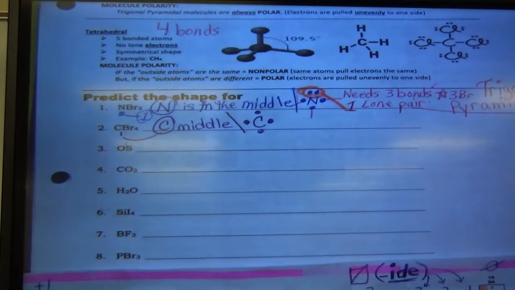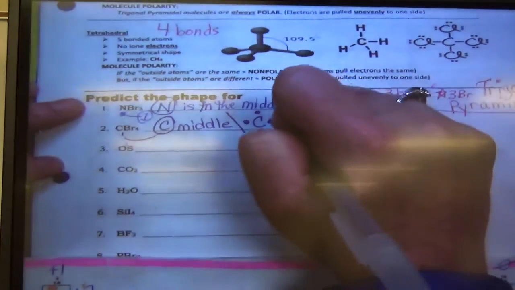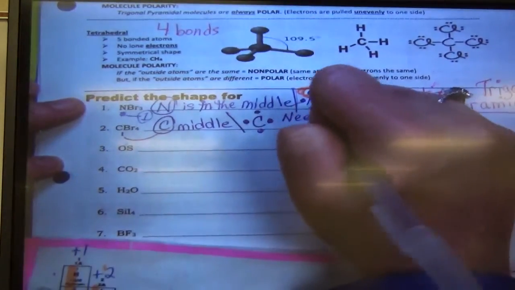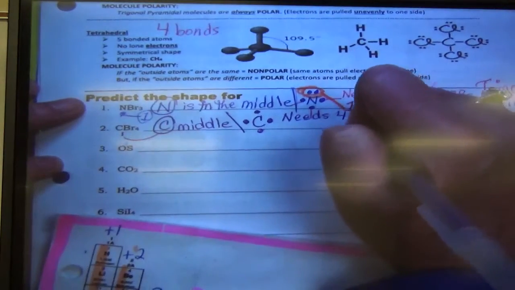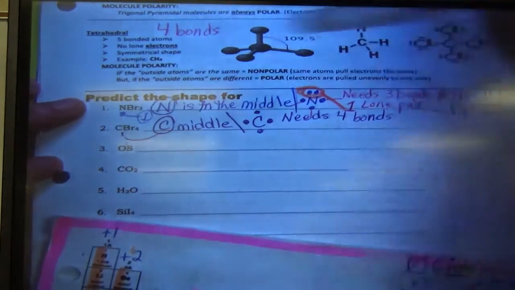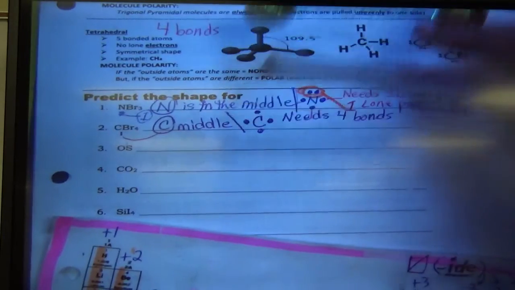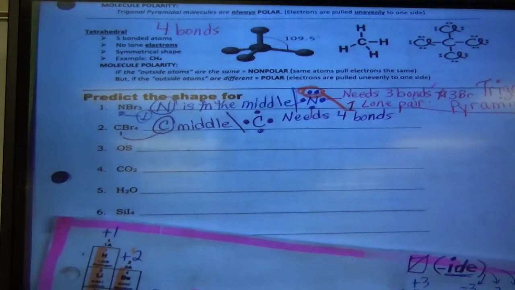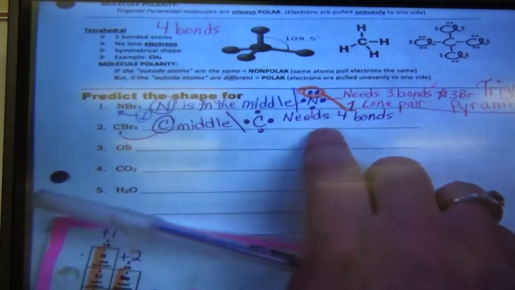How many lonely electrons are there? They don't have a partner. 4, right? So what do we know that means? It needs 4 bonds. There you go. Carbon being able to make 4 bonds in all kinds of ways. Sometimes they're triple bonds. Sometimes they're double bonds. Sometimes they're single bonds. That is what causes variety in life. It's also what makes organic chemistry a hard class. But okay. Carbon needs 4 bonds.